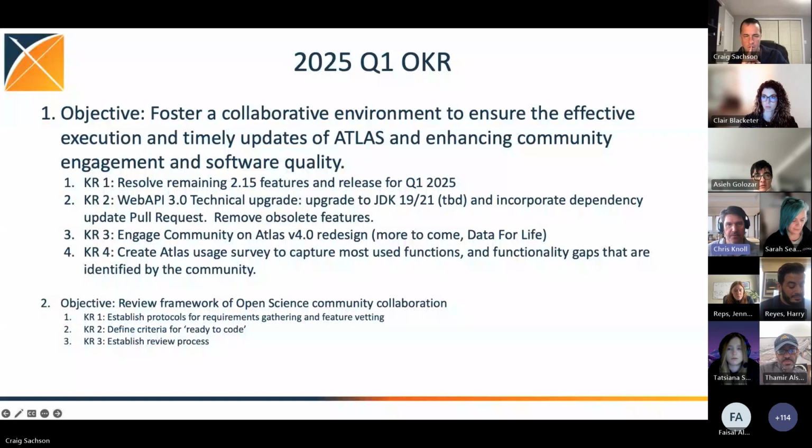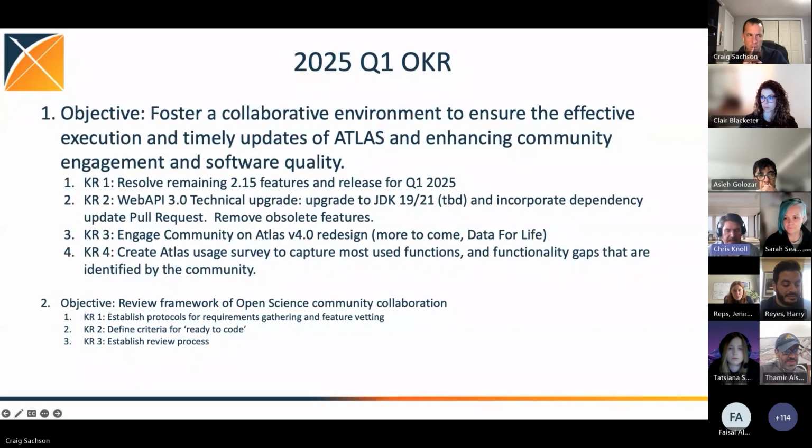Identifying these specifically, for our first objective is to foster a collaborative environment to ensure the effective execution and timely updates of Atlas, enhancing community engagement and software quality. The key results for this will be to resolve the 2.15 issues that we have outstanding so that we can do our final 2.x release for the 2.0 line of our tool. First quarter 2025 is our target.